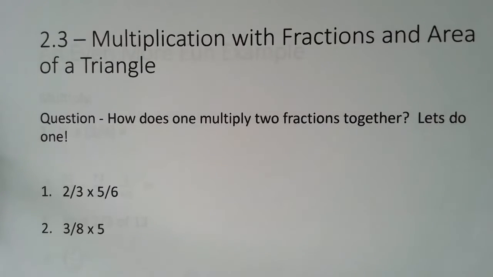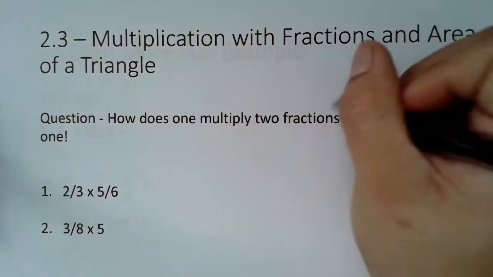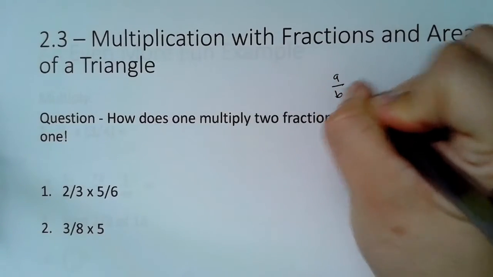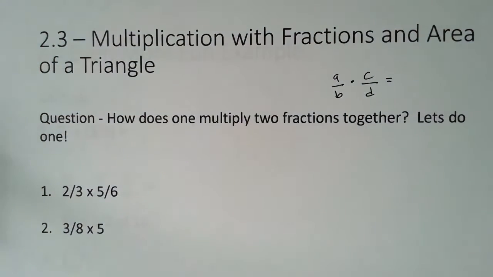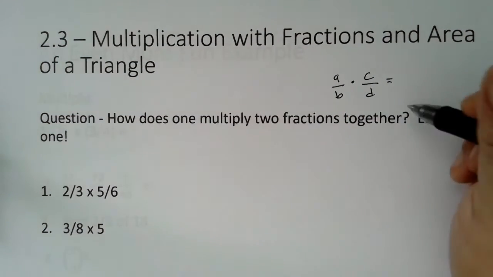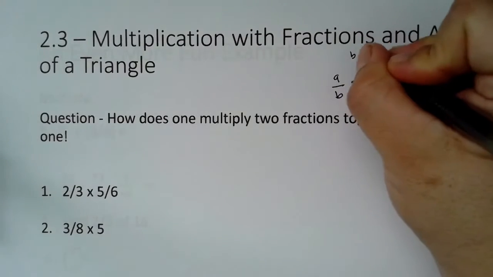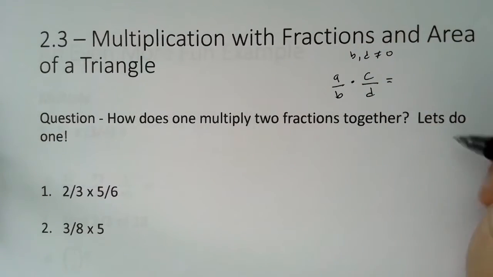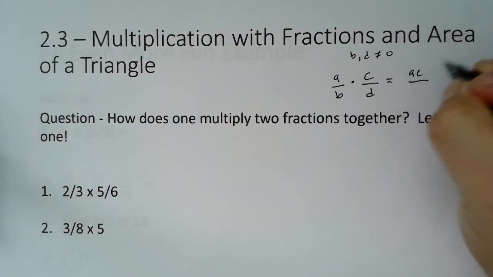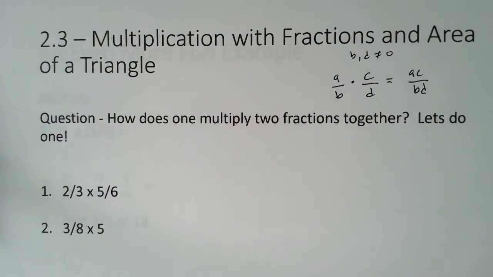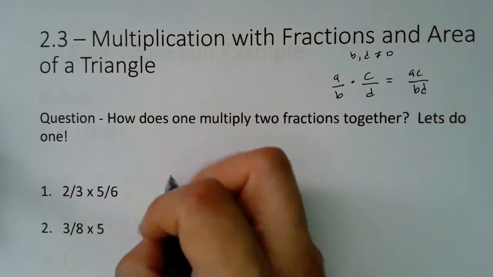So question, how does one multiply two fractions together? Let's try it. In general, if you have a fraction times another fraction, suppose that A, B, C, and D were all numbers, except that B and D cannot be 0. The way that we multiply is we just multiply straight across. So this would be AC over BD. Okay, so that's the general rule.